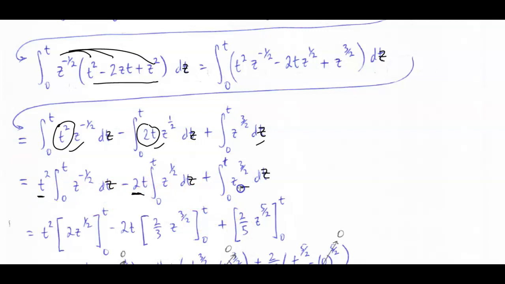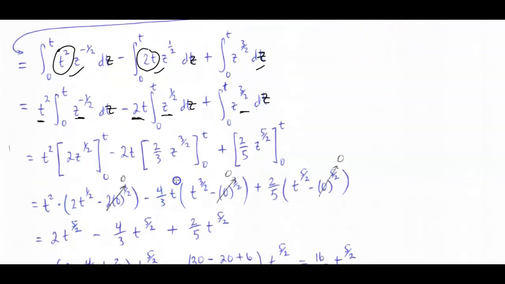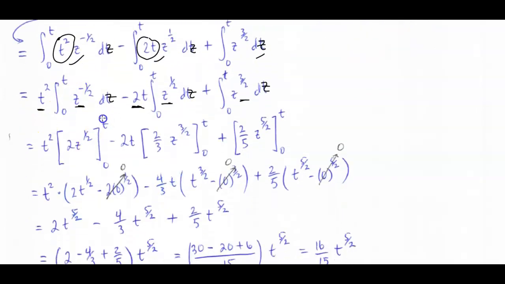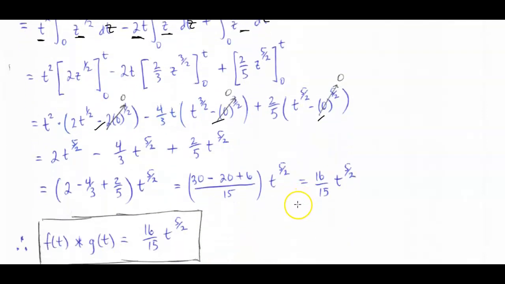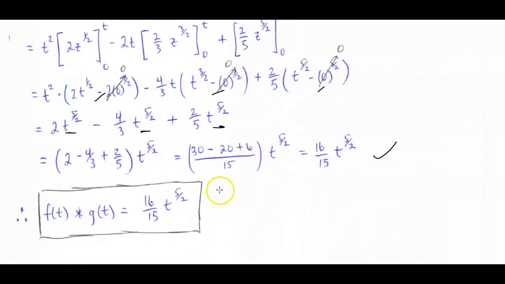And then from there, I just take the antiderivative of all 3 of these terms here, which is relatively simple to do. Use net change theorem to plug in t everywhere where I see z, minus the same thing with 0 for each one of these. And then I just simplify my answer. And I notice that once I simplify everything, all 3 of these terms are like terms. So all I have to do is add them together, and I get 16/15 times t raised to the 5/2. And that is what f convolved with g is.